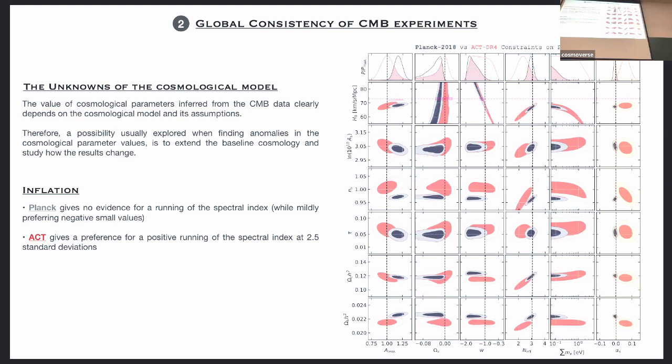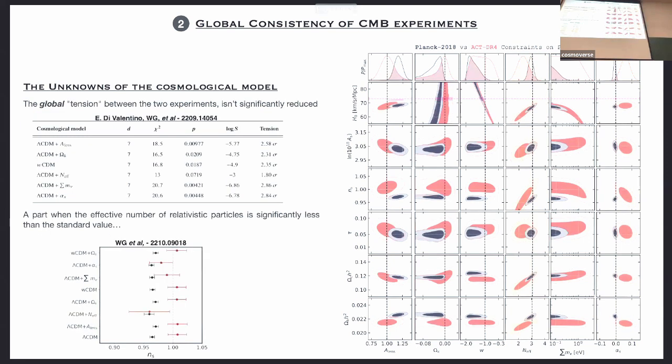So you see that they always go in different directions, and this is the reason why we can't find a model that is able to reconcile this difference, unless we include the effective number of relativistic species as a free parameter, in which case the global tension is reduced below two standard deviations, and the reason is that the value of n_s now gets back in agreement with Planck. However, in this particular case, we are in tension, if you want, or in disagreement with the standard model of particle physics for the value of N_eff.